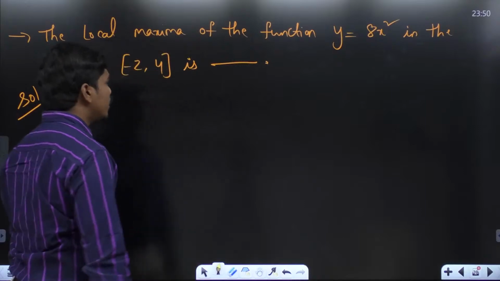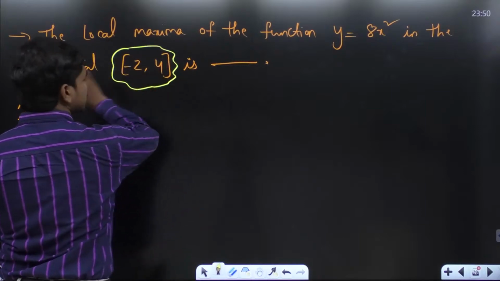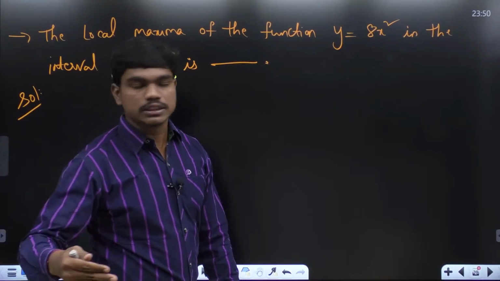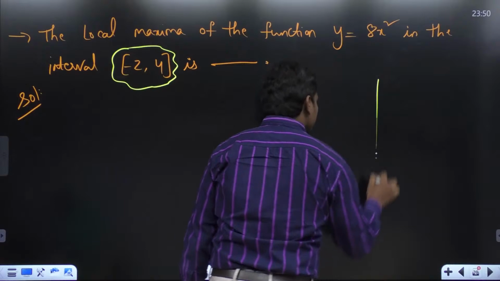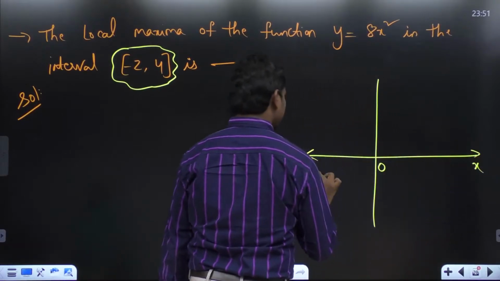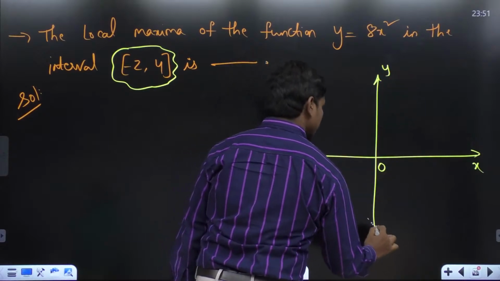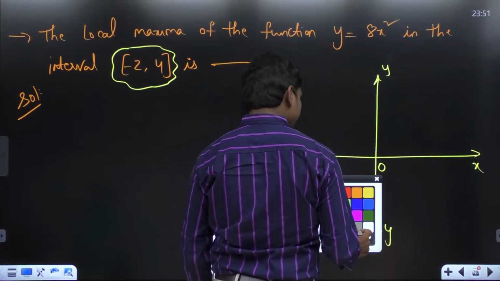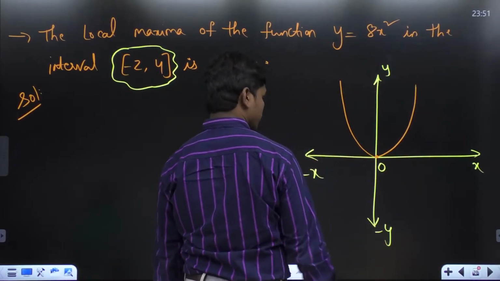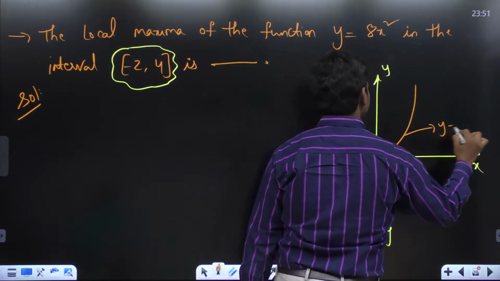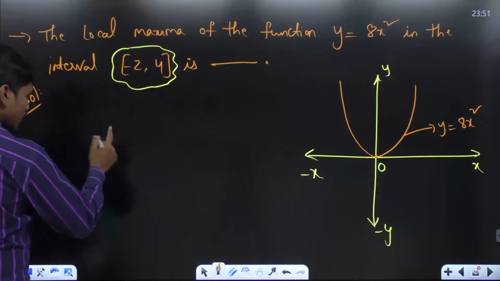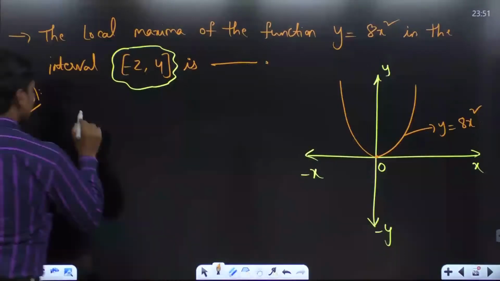So let us see what happens whenever some interval is given in the question and they are asking for maxima or minima. You need to do something in excess of the standard procedure. See, what is that? Look, if you try to plot this, 0, x, minus x, y, and minus y. You know, y equal to 8x square looks something like this. This is y equal to 8x square.